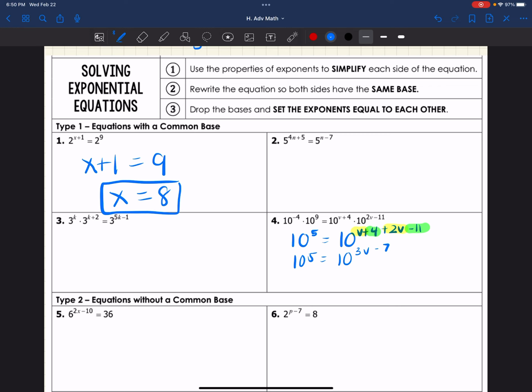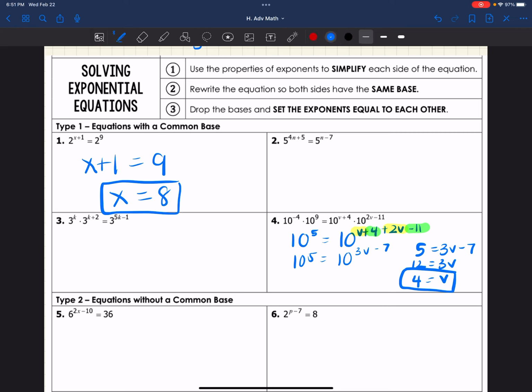They are simplified, so you can drop the bases and just set the exponents equal to each other to solve. So you would be setting 5 equal to 3v minus 7. Go ahead and move that 7 over, so this should turn to 12 is equal to 3v, and then you divide both sides by 3, so you get v is equal to 4. So my value of v there is 4. Again, you can substitute in v back into your original right here, and then you should get two sides that are equal to one another.